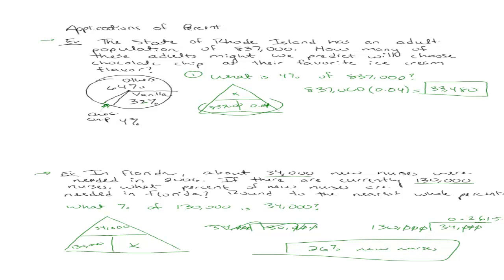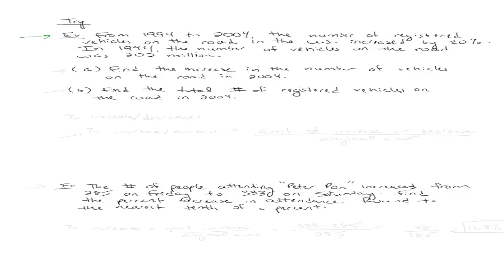Okay, I will leave the next problem up to you. Let me just read it in case there's trouble with the recording. From 1994 to 2004, the number of registered vehicles on the road in the U.S. increased by 20%. In 1994, the number of vehicles on the road was 202 million. They want to find the increase in the number of vehicles on the road in 2004. So that's how many more vehicles we have on the road in 2004. They also want to find the total number of registered vehicles on the road in 2004. So I will leave that one for you to try.